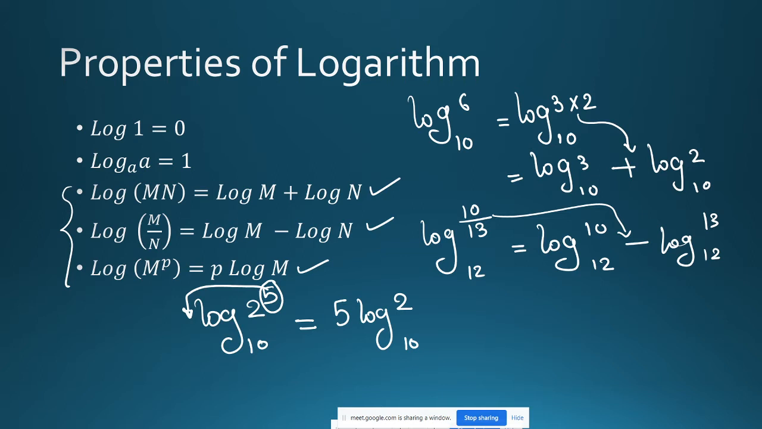Log of 1 is always 0. Log of a to the base a is always 1. Log of mn is always log m plus log n. Whenever it is division, it is subtraction. Whenever it is power, the power comes ahead in the multiplication. Is it fine? Are you understanding these five properties and how we have to apply them? Yes, everyone?